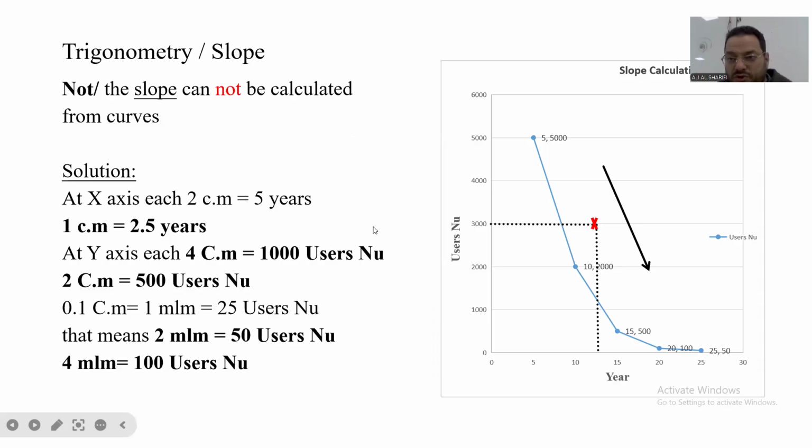You should know how you can divide it. This number, you can have these small results. Each 1 millimeter equals what? That will be very helpful to you. Here, from that, I can conclude each 4 millimeters equal 100 users number.